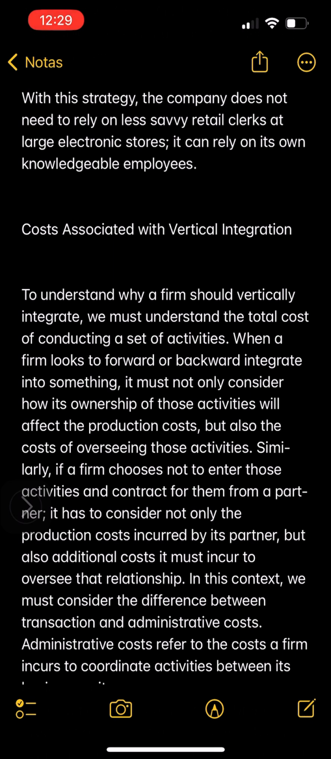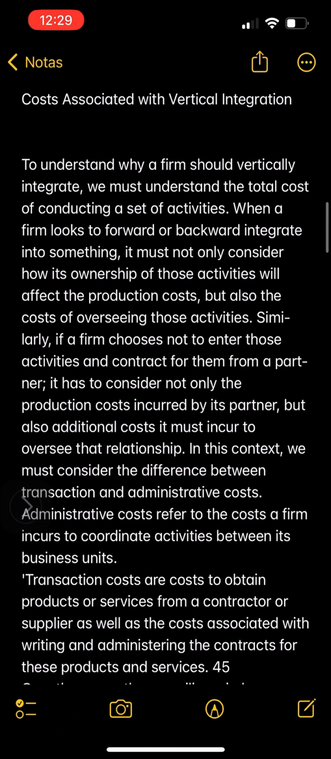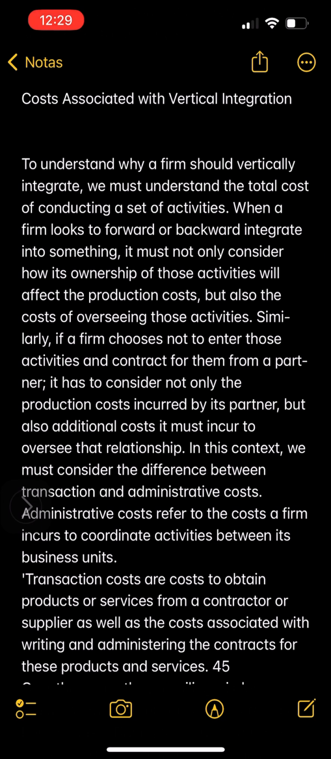Costs associated with vertical integration. To understand why a firm should vertically integrate, we must understand the total cost of conducting a set of activities. When a firm looks to forward or backward integrate into something, it must not only consider how its ownership of those activities will affect the production costs, but also the costs of overseeing those activities. Similarly, if a firm chooses not to enter those activities and contract for them from a partner, it has to consider not only the production costs incurred by its partner, but also additional costs it must incur to oversee that relationship. In this context, we must consider the difference between transaction and administrative costs.